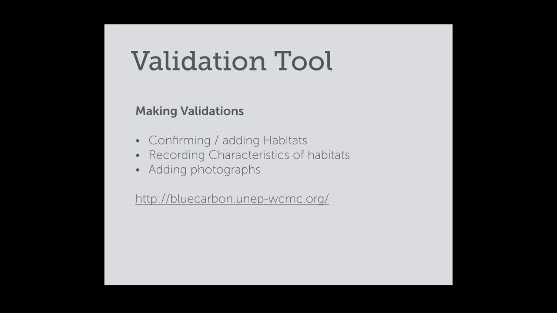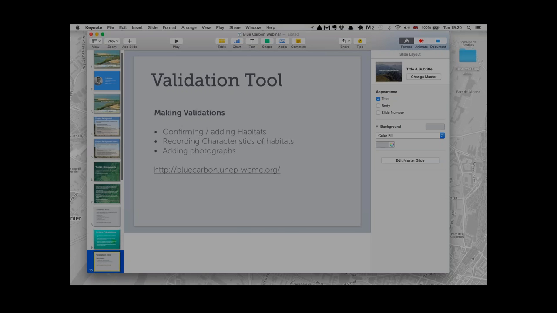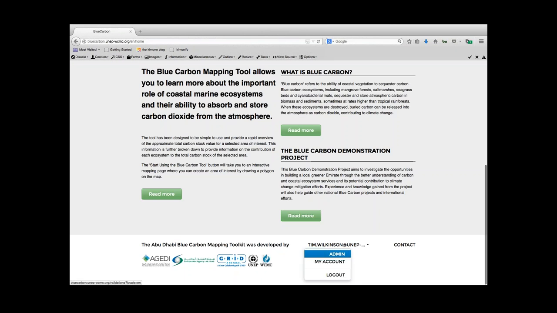So then I'll move on to the validation tool, which is really the substantive element of the work, and as I say, this is the online validation tool, which allows the science teams and authorized individuals to actually go in and edit and amend the data set, record characteristics of habitats, and do some other things, for example, add photographs, which might help when you're reviewing and looking at the data, to get a better understanding of the condition and the state of these habitats. So I'm just going to jump back to my browser so we can have a look at that element. I'm logged in, so I should be able to just jump straight through.